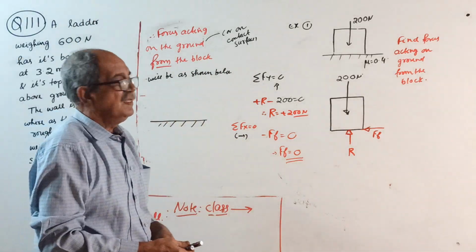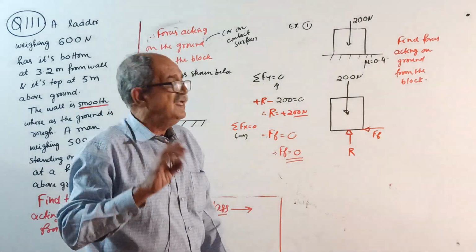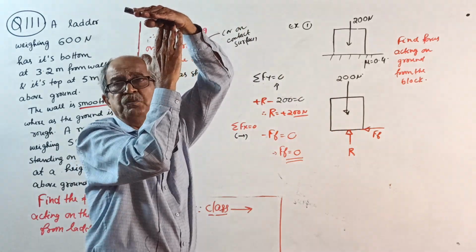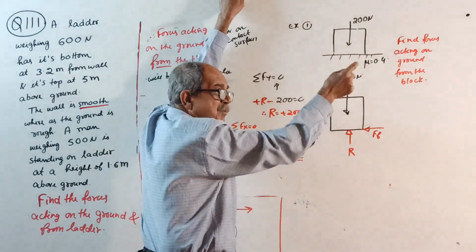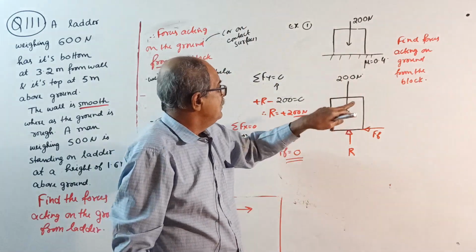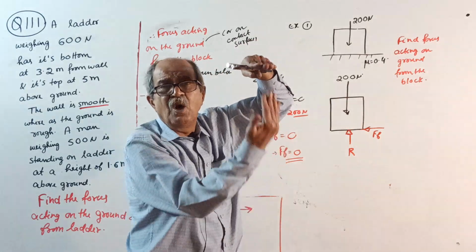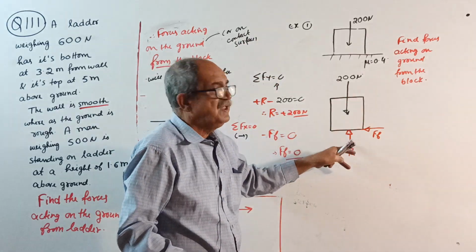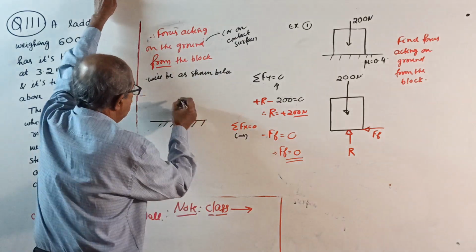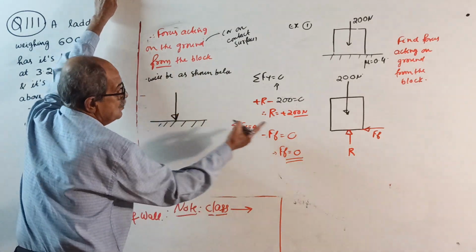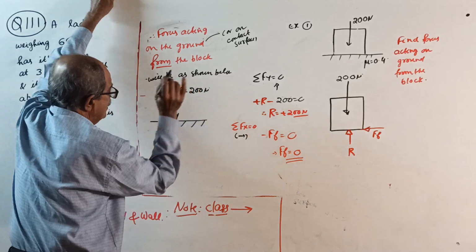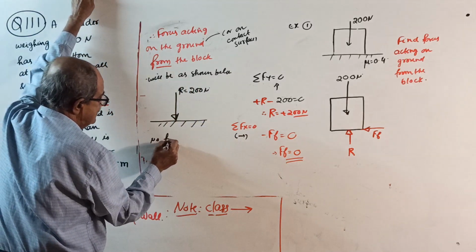Now, very important, you should write whatever I tell. From the surface to the block, there's a normal reaction R upward. This R is the force acting on the block from the contact surface. If a normal reaction R is acting on the block, it means the block is actually pressing the surface down. That is equal to the downward force, R equal to 200 Newton. No friction.